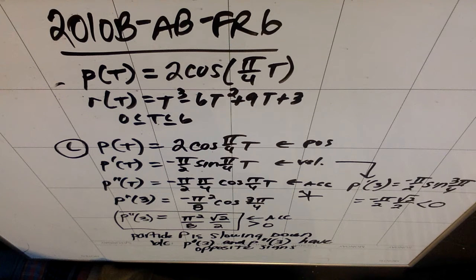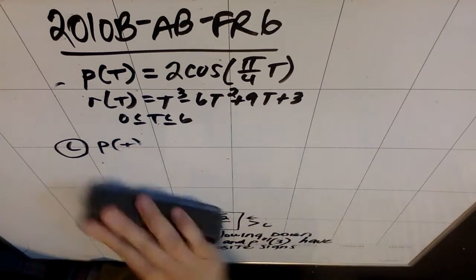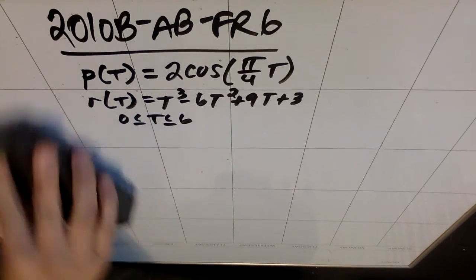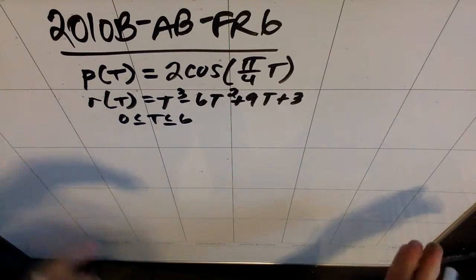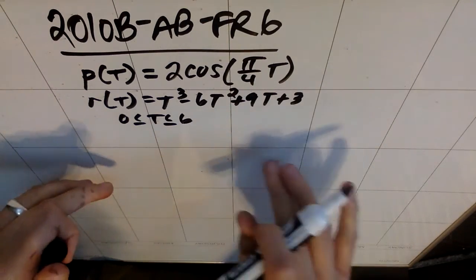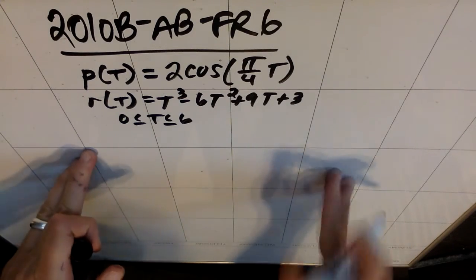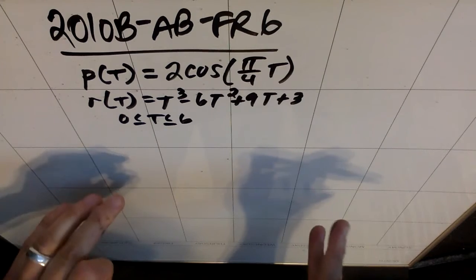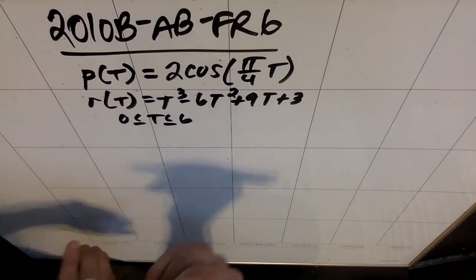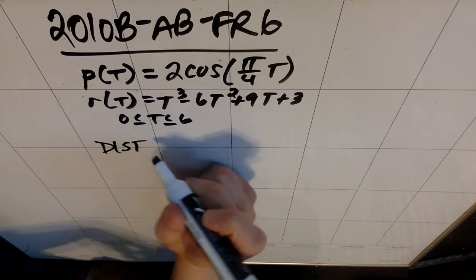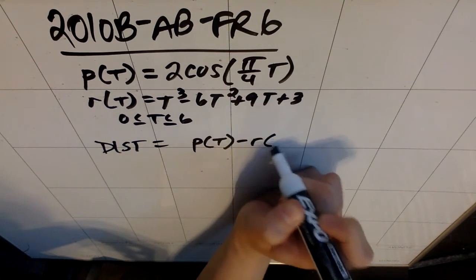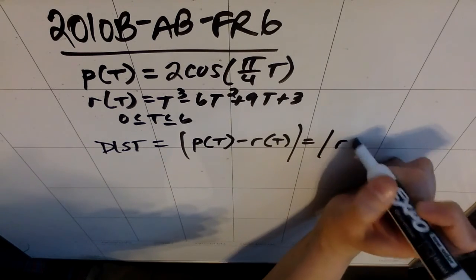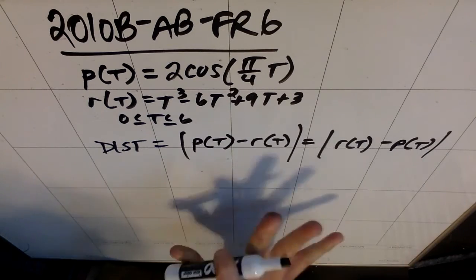Cool. Part D. Write but do not evaluate an expression for the average distance between the two particles on the interval. Okay, so if you want to find the distance between the two particles, it doesn't matter which one you subtract from the other. They're both moving horizontally, so if you want to know how far apart they are, you would subtract one position minus the other. It doesn't matter which one you subtract, because to find their distance, you're going to make it an absolute value. So the distance between them is either the absolute value of p of t minus r of t, or if you like it better, the absolute value of r of t minus p of t. It doesn't matter. Either of those.